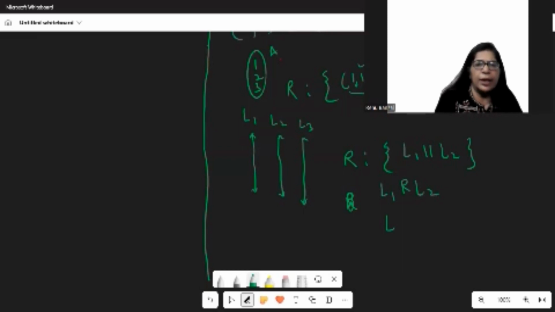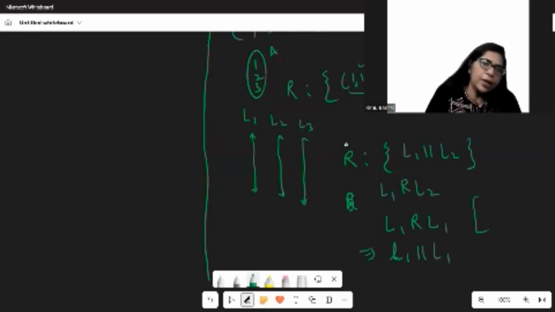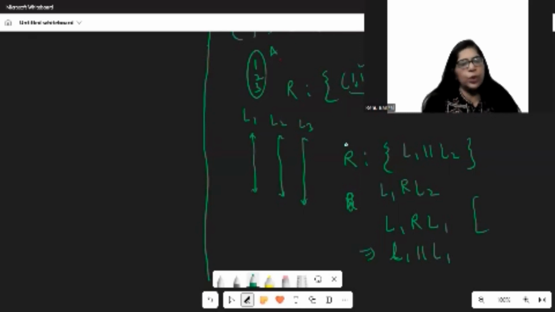Can I write L1 related to L1? Which means, will L1 be parallel to L1? And every line is parallel to itself. So this is a reflexive relation. If a line L1 is parallel to L2, we can say L1 is parallel to L1. So that means A is related to A, (A, A) belongs to R.